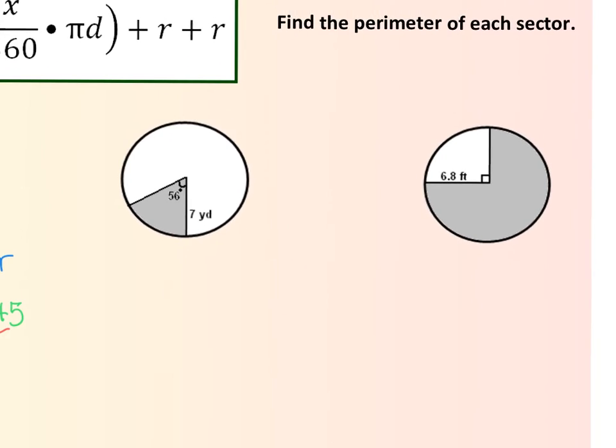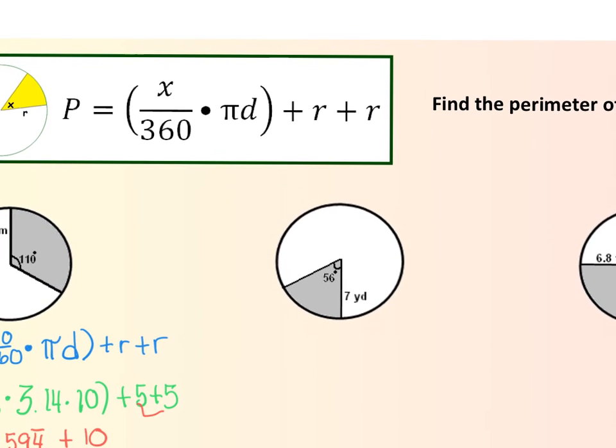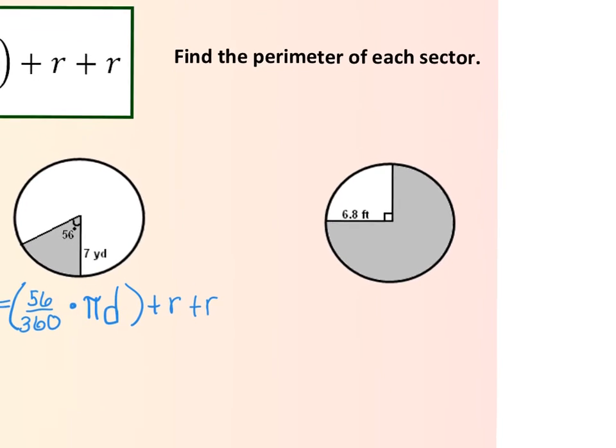So moving on to the second example, we're going to use the same formula and go to the perimeter equals 56 over 360, 56 degrees of that circle, times, let's write the formula out, pi d plus r plus r. We can go ahead and write the formula for this one as well.